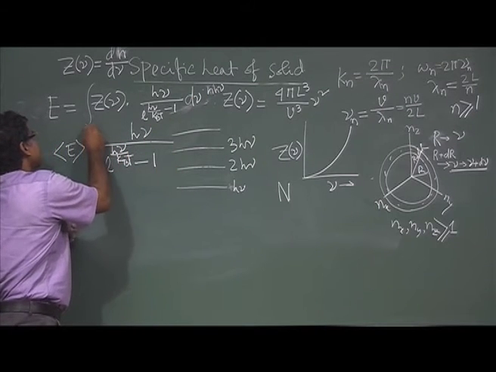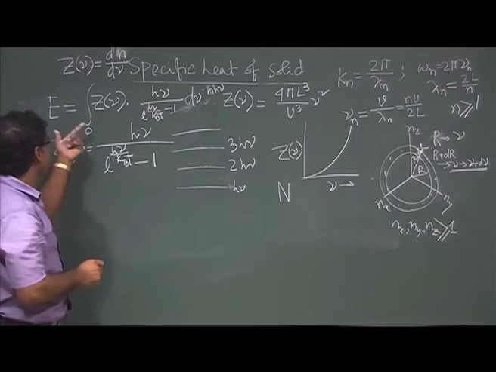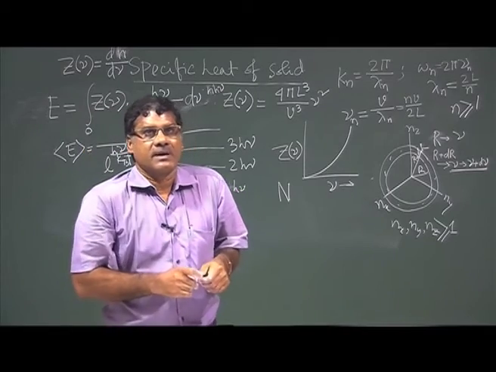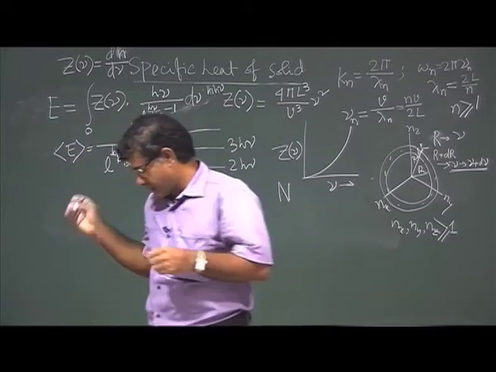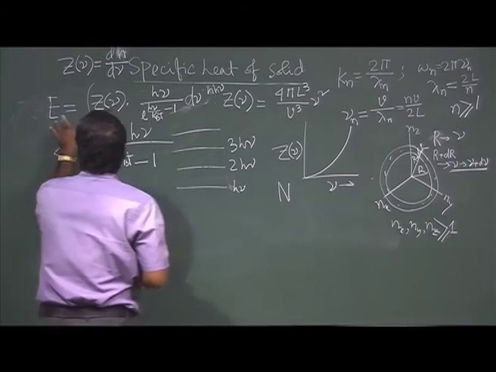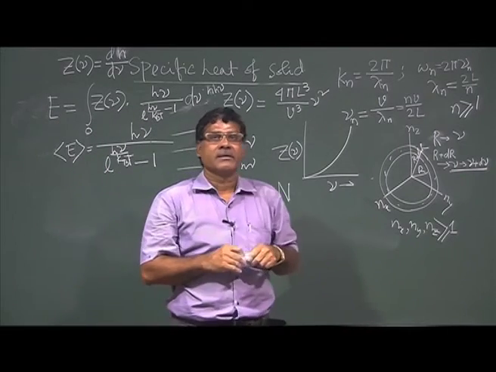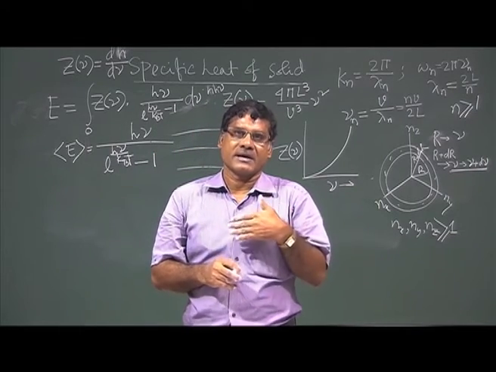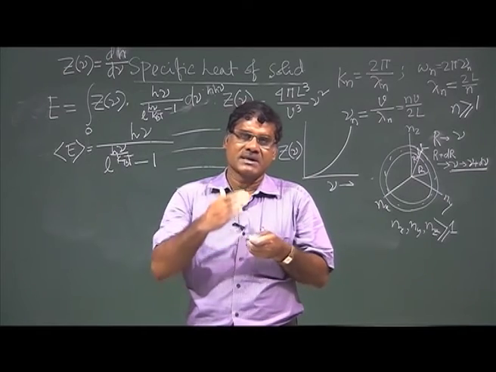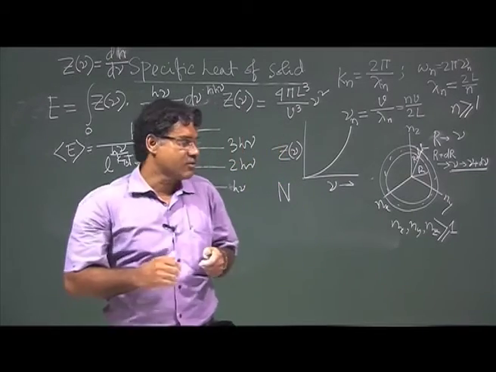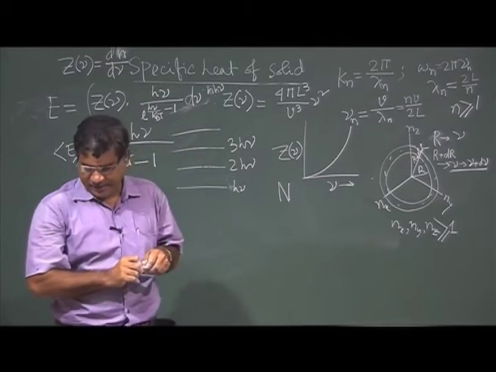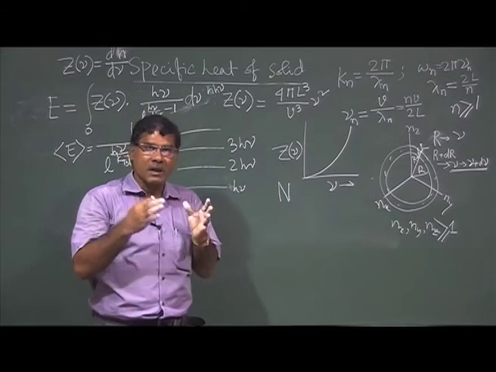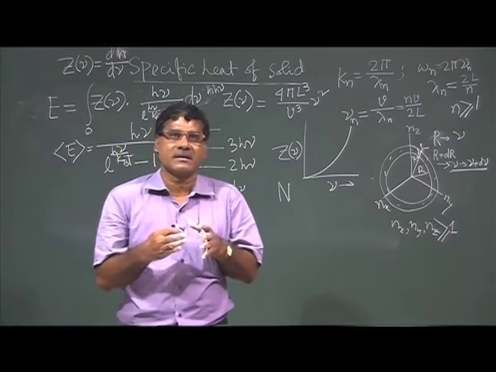Now, I have to integrate over the defined frequency, from 0 to infinity. But in this case, Debye argued that this frequency cannot be extended up to infinity. There will be a cutoff of the frequency. Okay. So my total modes should not exceed the number of 3n.